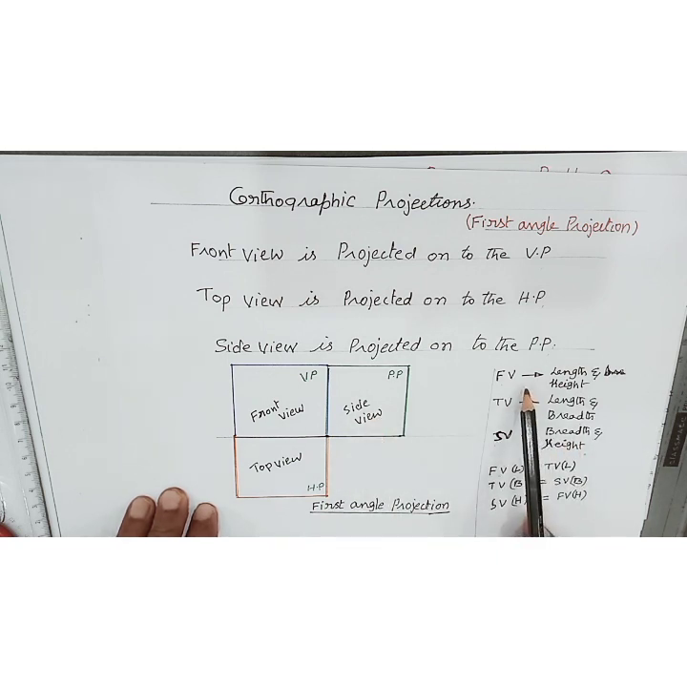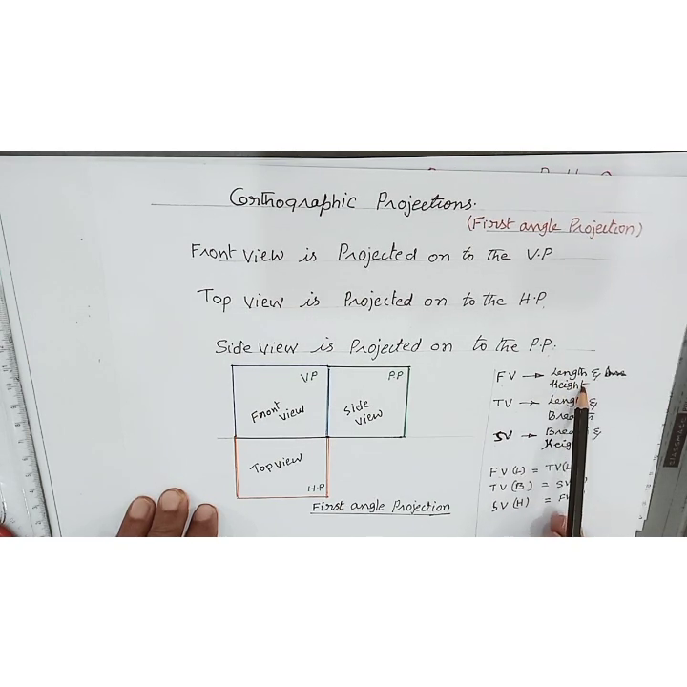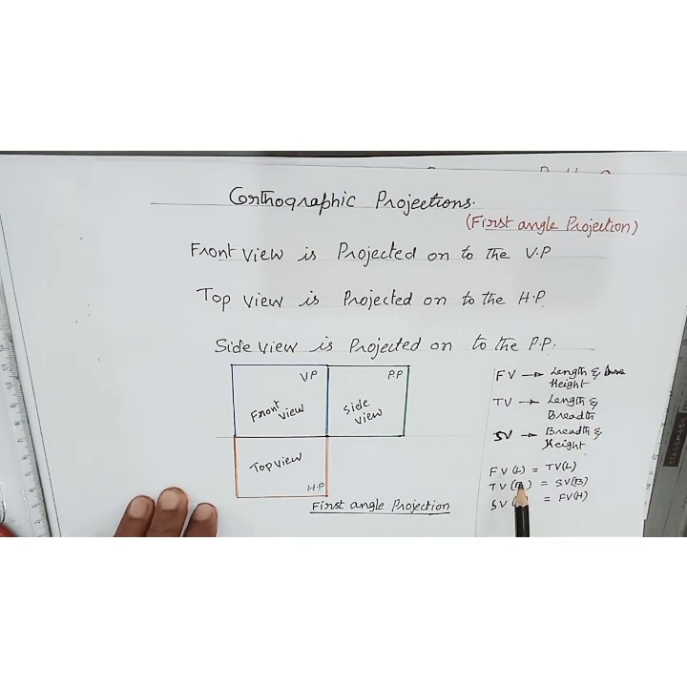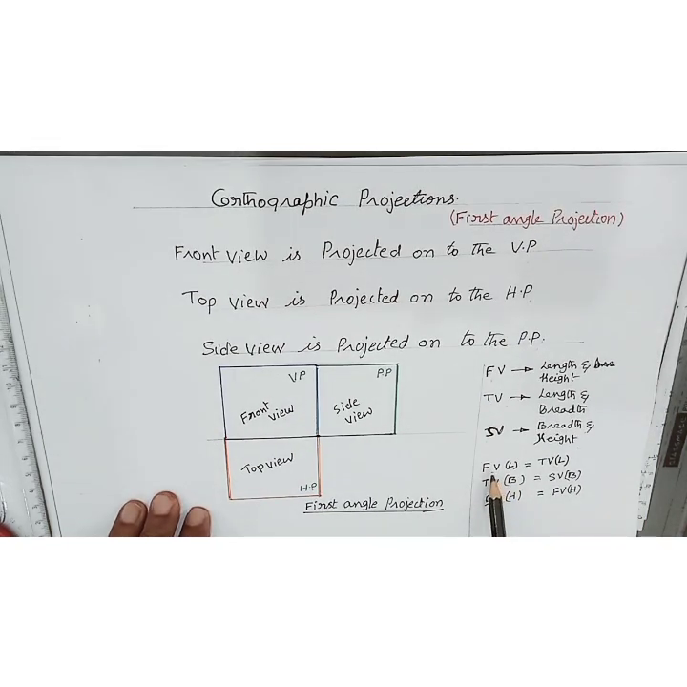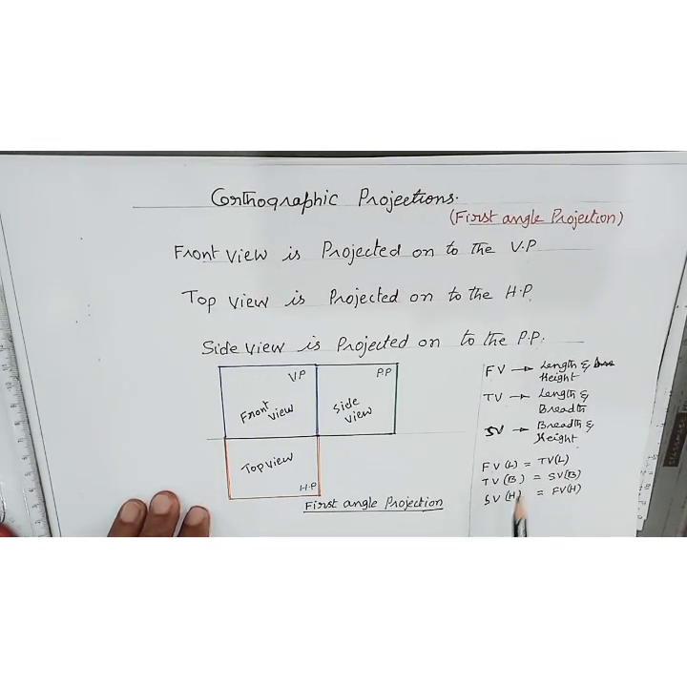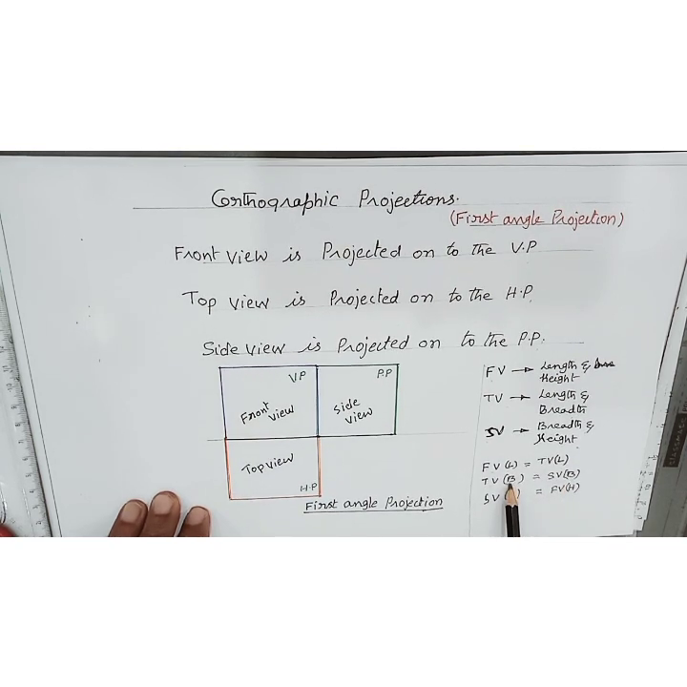In the case of front view, we will see the measurements of length and height. In the case of top view, length and breadth. In the case of side view, breadth and height. The common measurement between front view and top view is length, between top view and side view is breadth, and between side view and front view is height.